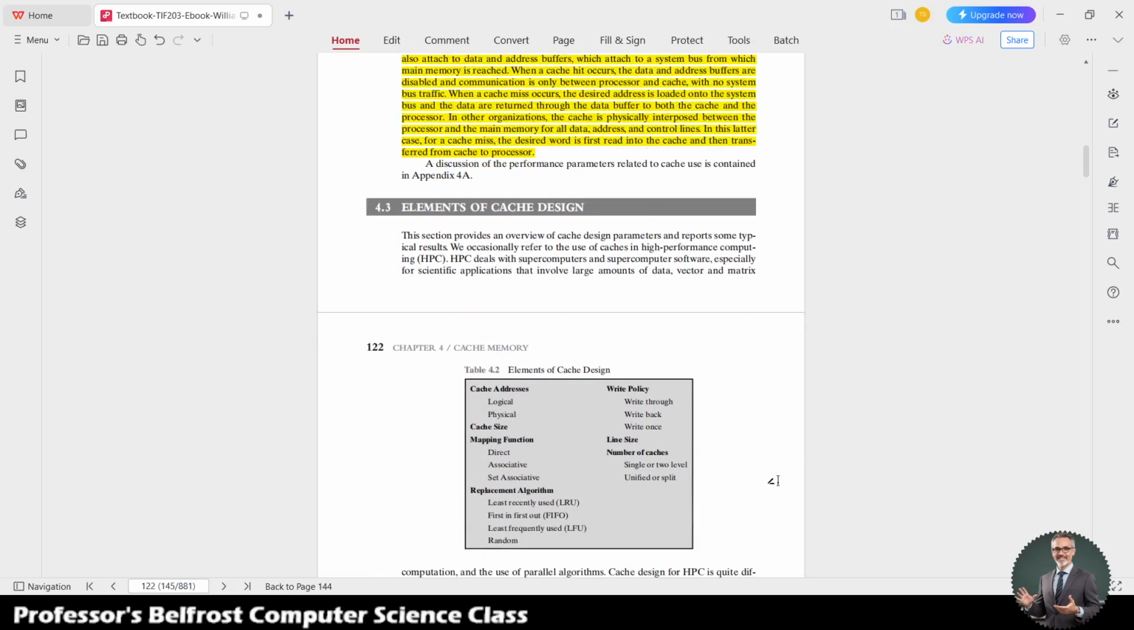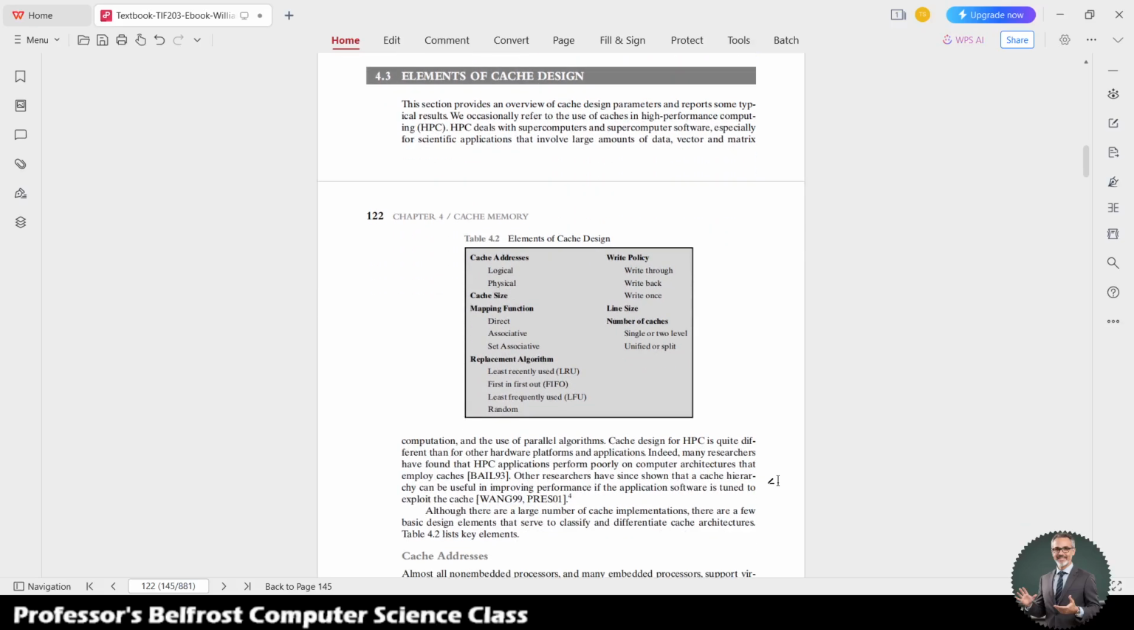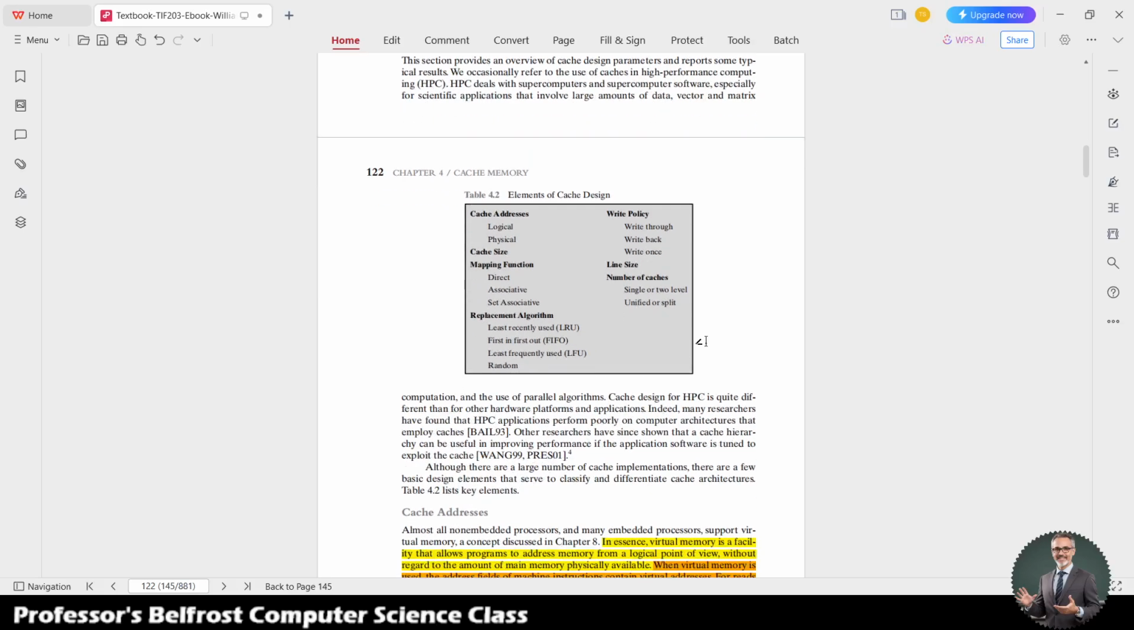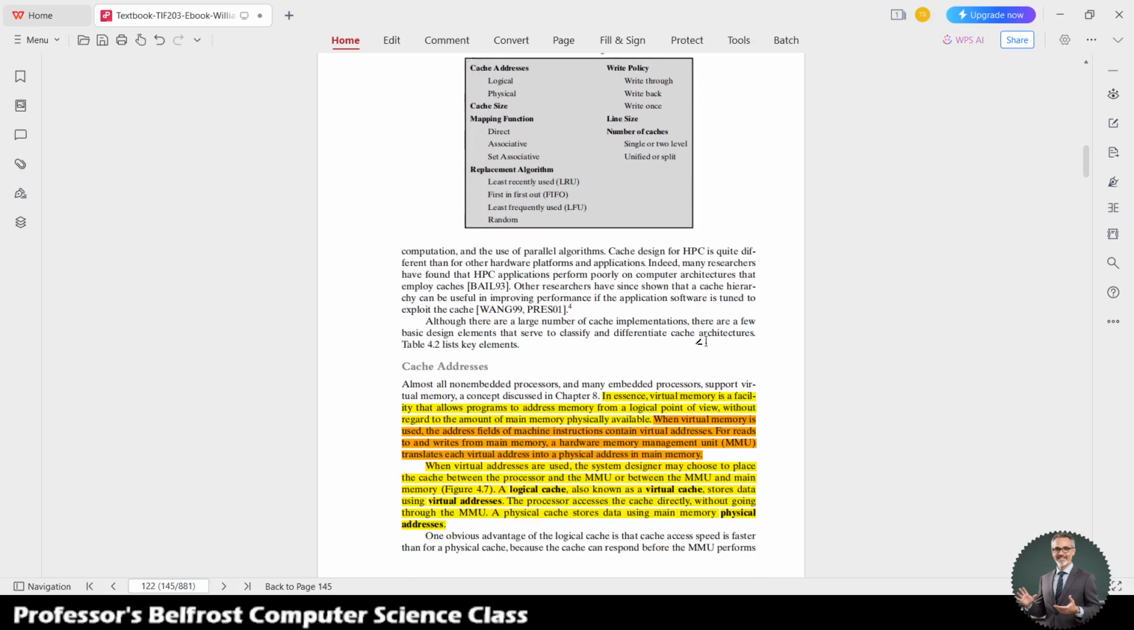Now let's see the elements of cache design. Okay, we have cache addresses, cache size, mapping function, replacement algorithm, write policy, line size, and number of caches. We start from cache address.